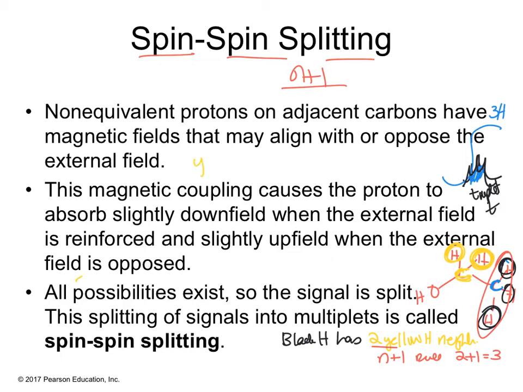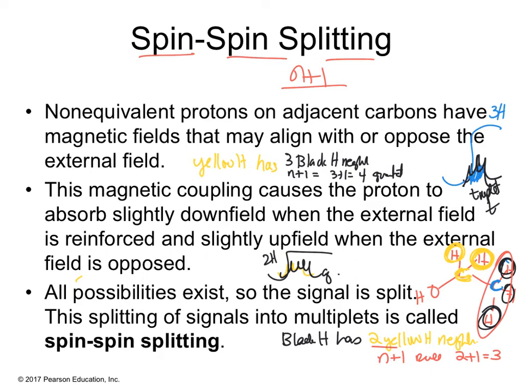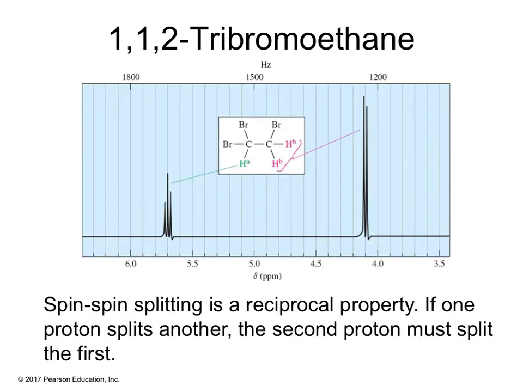Now, what would the yellow hydrogens be? Well, the yellow hydrogens have 3 black hydrogen neighbors, right? So what's n+1? 3 plus 1 is 4. So this is a quartet. So you would see the yellow hydrogens' peak would look like this: 1, 2, 3, 4. And that area under the curve would correlate to 2 hydrogens, but you would see a quartet. And that's because the neighbors are acting like little magnets, and they're causing these peaks to split.